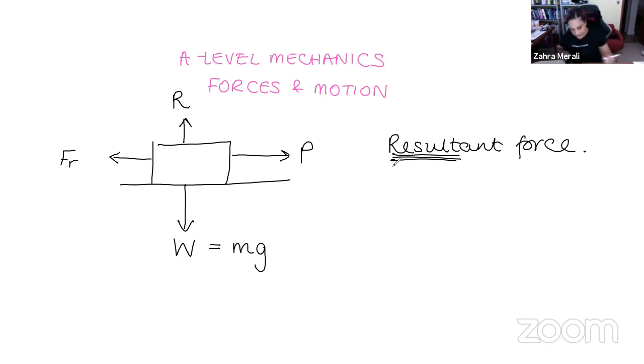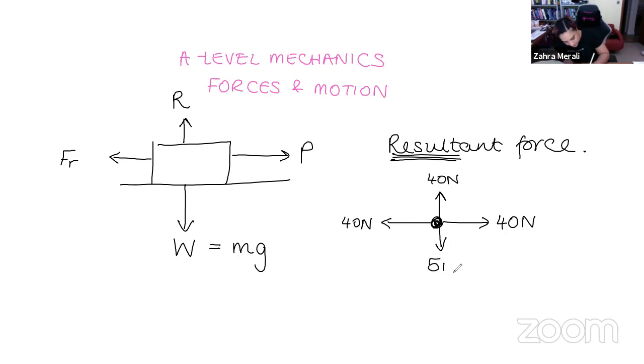So let's just take a particle. Say we've got 40 newtons going this way, 40 newtons going this way. We've got 40 newtons going upwards, but only 5 newtons going down. Now for my resultant force, the way we word it is we say we resolve. So I'm going to resolve up and down. I'm going to say up, take away, down. So I'm going to get 40 minus 5. So my resultant force is 35 newtons going upwards.